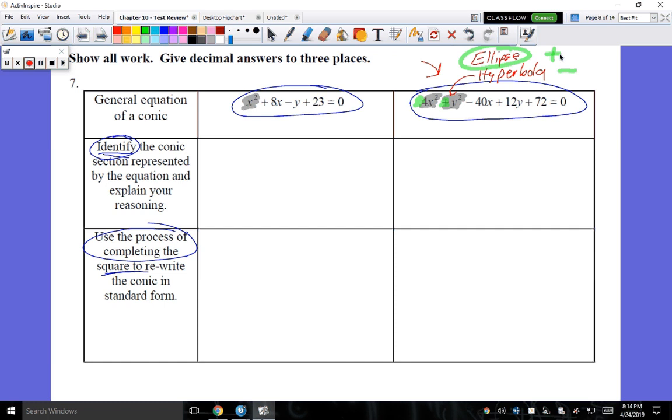Okay? Over here, we don't have another y squared term. We just have an x squared term and a y that's all by itself. So it's almost like y equals x squared. This should tell us that this is going to be a form of a parabola. Okay, so we're going to say a parabola here, because there's an x squared term, but no y squared term.